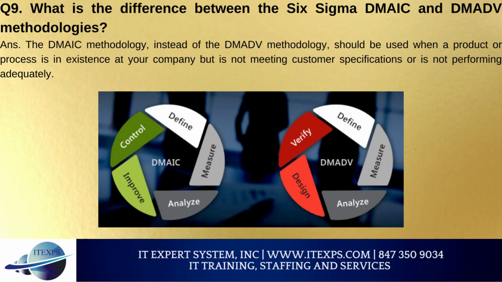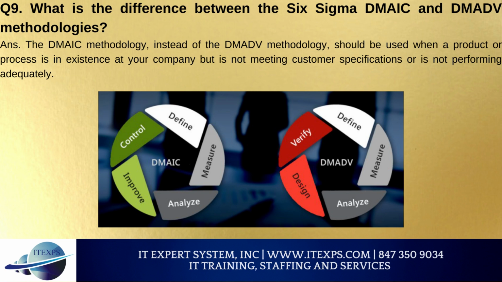Q9. What is the difference between the Six Sigma DMAIC and DMADV methodologies? The DMAIC methodology, instead of the DMADV methodology, should be used when a product or process is in existence at your company but is not meeting customer specifications or is not performing adequately. The DMADV methodology, instead of the DMAIC methodology, should be used when a product or process is not in existence at your company, and one needs to be developed.